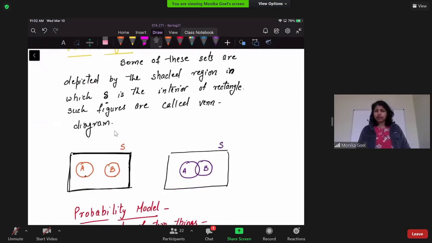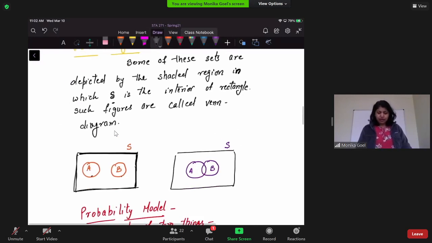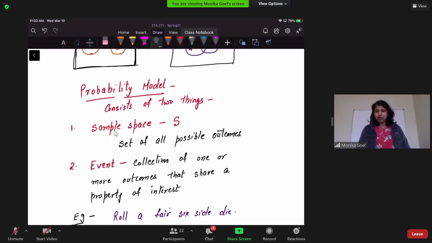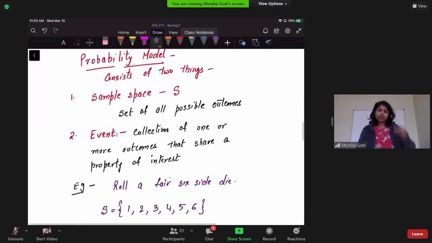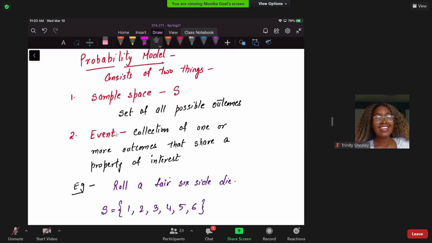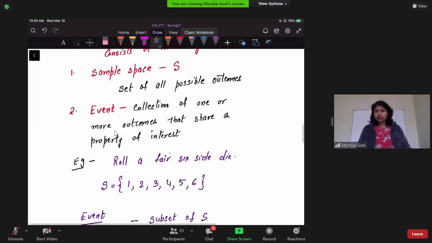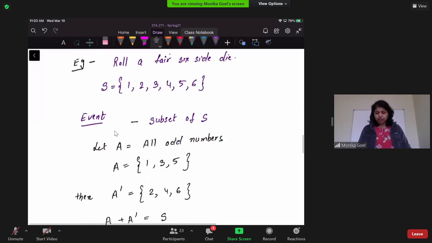What is a Venn diagram? Yes, question? So the definition of Venn diagram, probability model, what does it consist of? It consists of your sample space and your events. And if you already started working on your homework assignment, there are questions asking if it's a right probability model or not. If it's a right probability model, again, you need to look for the sample space and events. And then also you need to satisfy two probability rules.